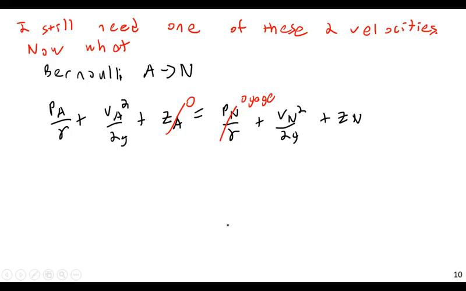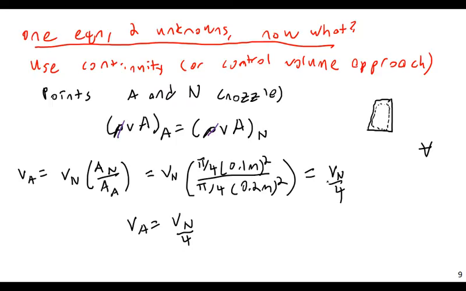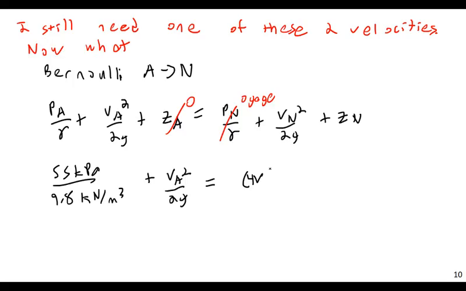Now, here, let's see, how might I work with this here? I am going to say that 55 kilopascals over 9.8 kilonewtons per cubic meter plus VA squared over 2G equals 0. If I solve this for Vn, I get Vn equals 4 VA. So I want VA because that will be useful in my next and final step. I'm almost done. Just bear with me for a moment.